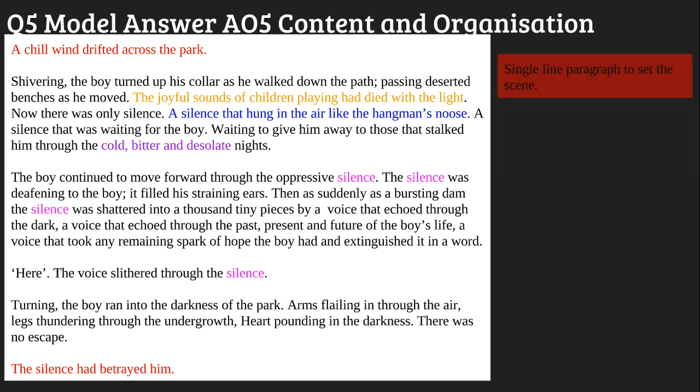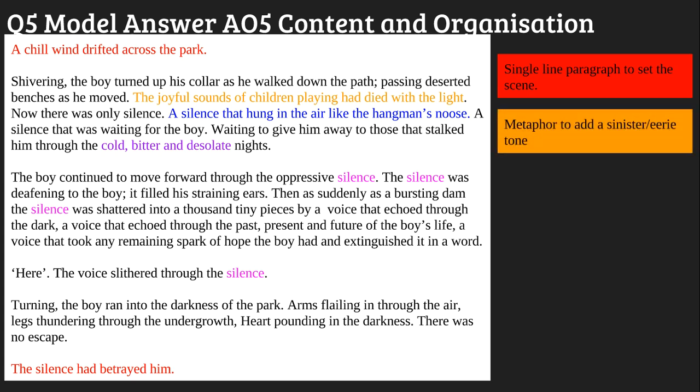Okay, so if we look at the start then, we start with a single line paragraph that sets the scene. So it's a chill wind drifting across the park. We then get the metaphor. The joyful sounds of children playing had died with the light. We know that it's night time now. And it's not very joyous. We're getting a sinister or eerie tone. We then get the simile that adds to that tone and potentially could foreshadow future events.